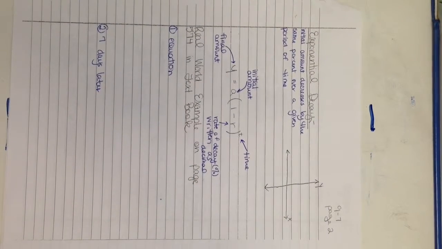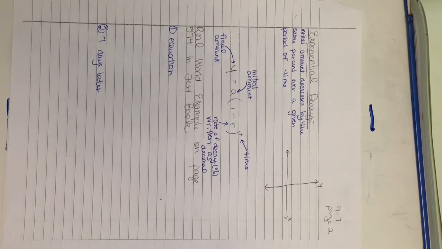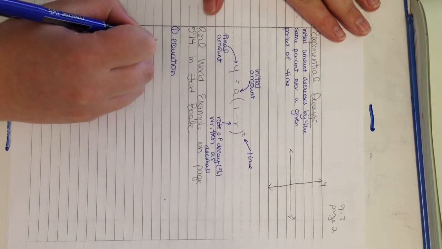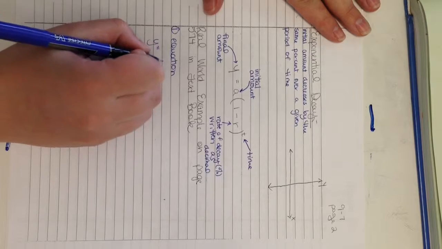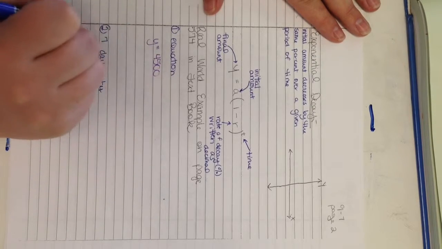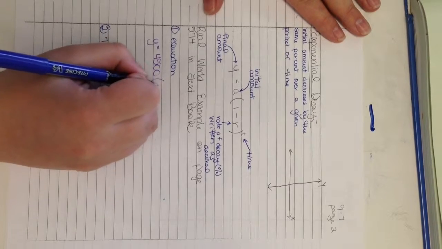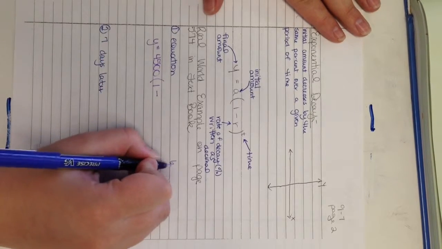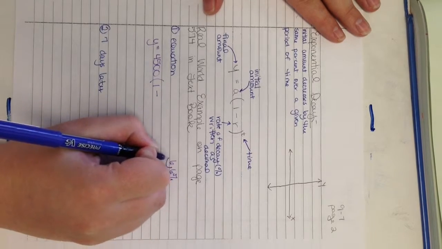So we're going to talk about the real-world example on page 574. This is example 3, and it says a fully inflated child's raft for a pool loses 6.6% of its air every day. The raft originally contained 4,500 cubic inches of air. First thing we have to do is write an equation, and then they're asking after 7 days how much air is left in that raft. So we're going to start with our equation. We don't know y, that's what we're looking for. Our initial amount was 4,500 cubic inches of air times 1 minus, now our rate is 6.6%, but I want to write that as a decimal, so I'll move it 2 places.